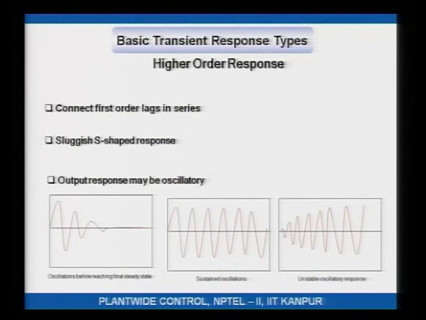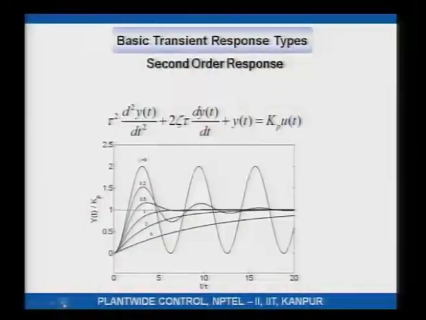Sustained oscillations, you are at the limit of instability, and if the oscillations are blowing up, that means your system is unstable. We will talk a little more about instability, but these are some of the typical oscillatory responses that you see in practice. In order to get oscillations, the system has to be underdamped second order at least.